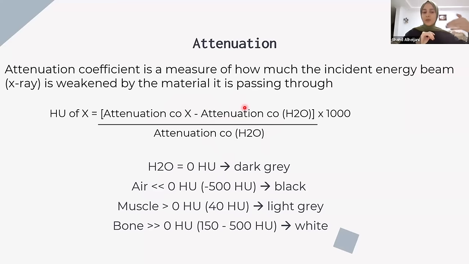Now air will have a lower number, lower than zero, usually -500, as its attenuation. So it will appear as black. So which organ will have attenuation near -500 Hounsfield units? The units here in this case are Hounsfield units. So which one will have around -500? You can type in the chat. Yes, the lungs. Exactly. And then you have muscles around 40, so they will appear as light gray. And finally, the brightest, which will have around 150 to 500, will appear white. These will have the highest attenuation. It will appear the brightest. You have around 150 to 500 in the bones. So remember, water is zero, air will be around -500, muscle around 40, and the bones will be very high. Now, this is for attenuation coefficient.